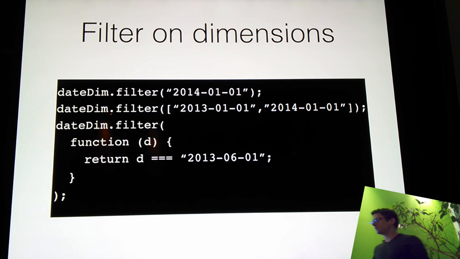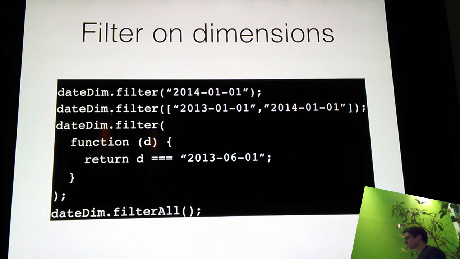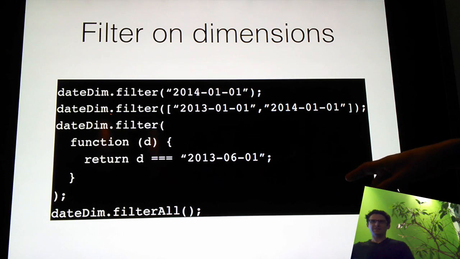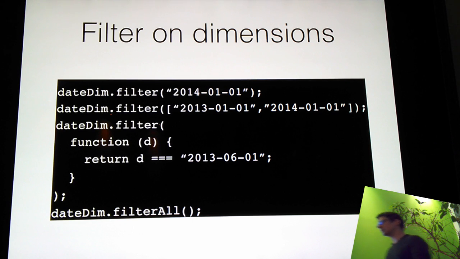You can also filter on an arbitrary function. So this function returns true if the value of the dimension is the string that we want, but you can do much more complicated stuff. And you can also unfilter things, so filter to everything on this dimension. So the dimensions, we can create multiple dimensions, and then if we filter on multiple dimensions, we'll get the intersection of the filters. Make sense?